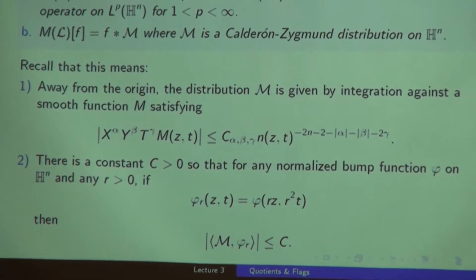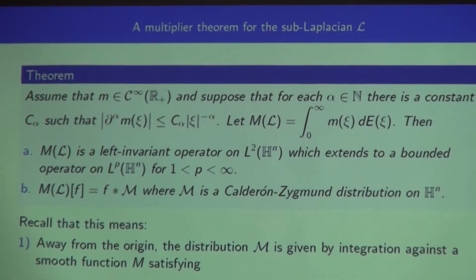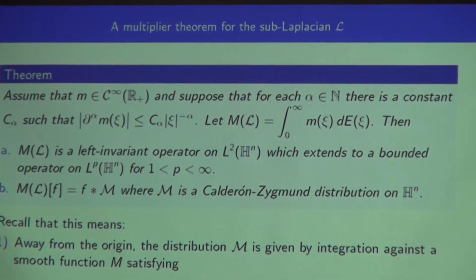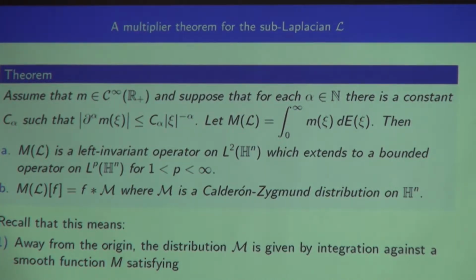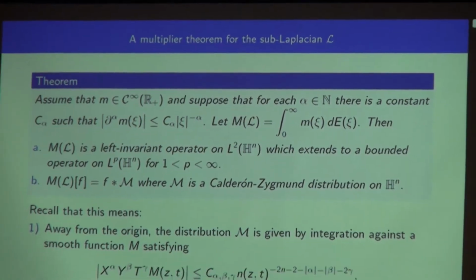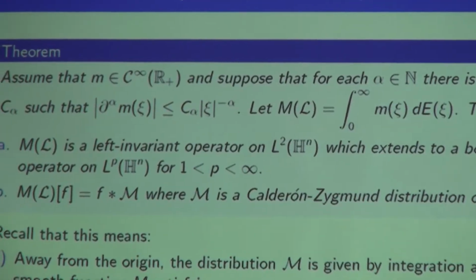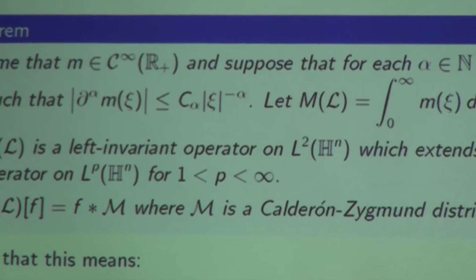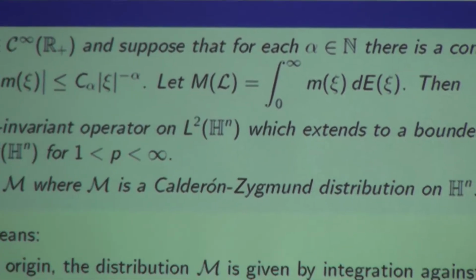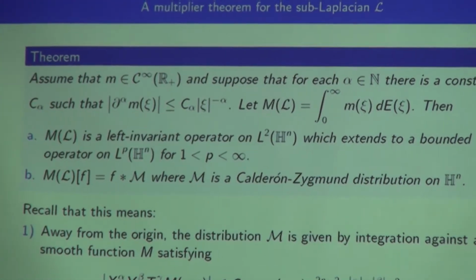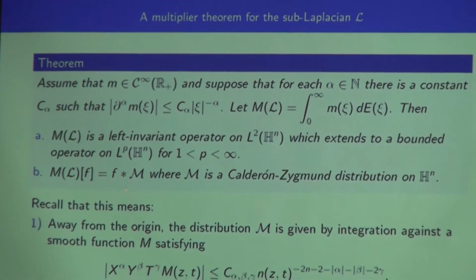So let me begin by talking about the simplest, relatively simple case, which is a multiplier theorem for the sub-Laplacian. We simply look at operators that are functions of L. So in this case, I'm going to take a function m of ξ which satisfies the usual kind of Calderón-Zygmund estimate for the multiplier, and I'm going to form the corresponding operator. And the theorem is that this operator is a left invariant operator on L2, and it extends to a bounded operator on LP for 1 strictly less than P strictly less than infinity. And the operator is given by convolution.